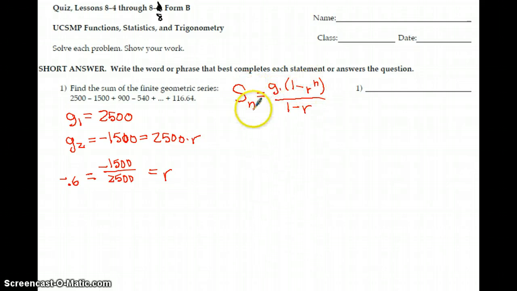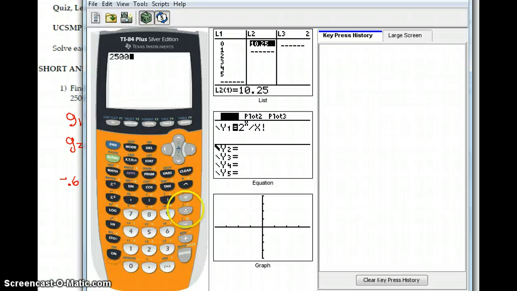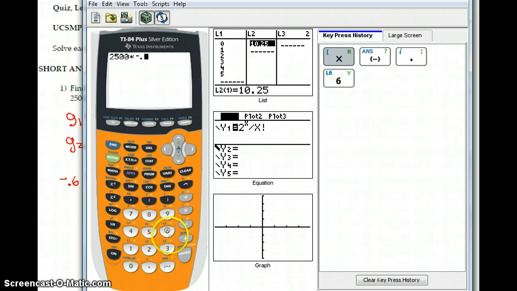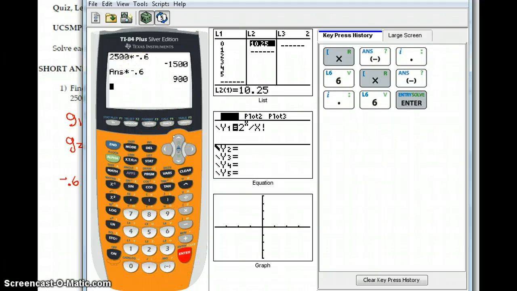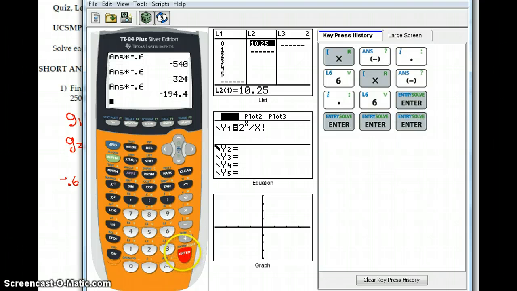I know everything about this now except for n. I don't know how many terms I'm adding up. I know I stop adding when I get to 116.64, but I don't know how many terms that's going to be. One way to do that is actually keep doing this on the calculator. 2500 times negative 0.6. This would be the second term times negative 0.6. Now this is the third term. Now I'm not adding these up. I'm just counting the terms in the sequence. That's term number 3. Term number 4, hopefully it's not too far. I don't want to lose track. 5, 6, getting close. Hello? Oh, I hit enter. What's going on? 7. Okay, it's the 7th one.